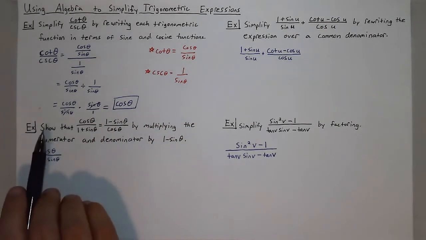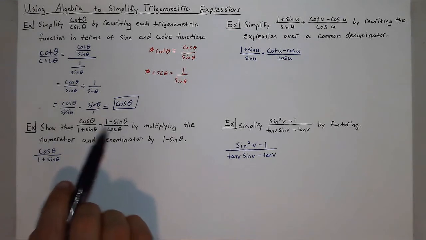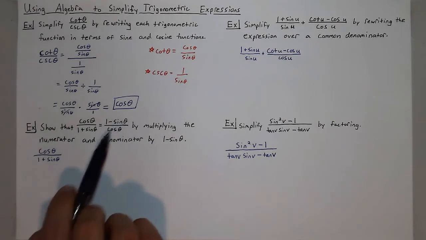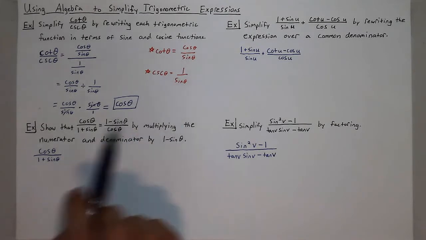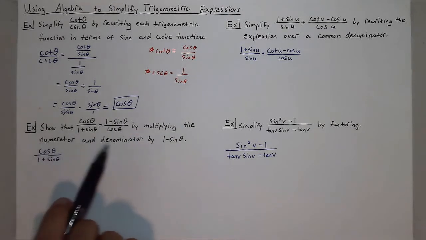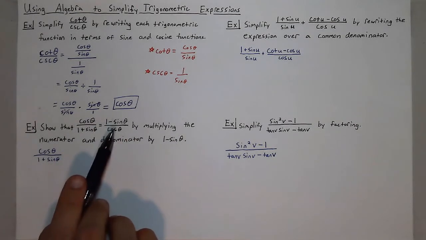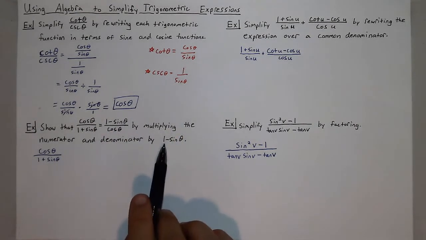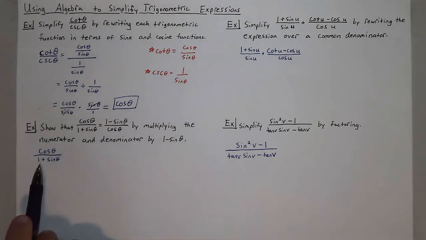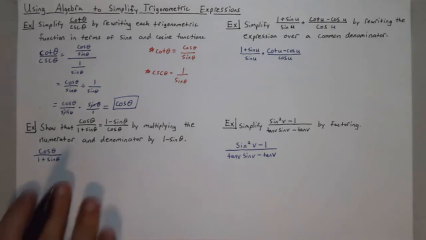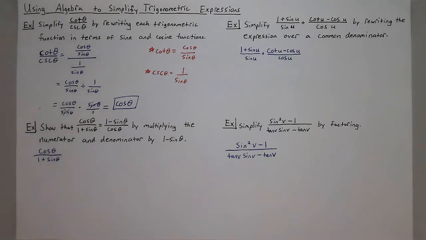Now next up, I want to show that these two things are equal. Cosine of theta over 1 plus sine theta is equal to 1 minus sine theta over cosine theta by multiplying the numerator and the denominator by 1 minus sine theta. So we're going to go from the left to the right. And the reason why I'm choosing 1 minus sine theta is that it is the conjugate of 1 plus sine theta, and that can sometimes lead to an identity when you start squaring something, because this leads to difference of squares if we multiply by this.